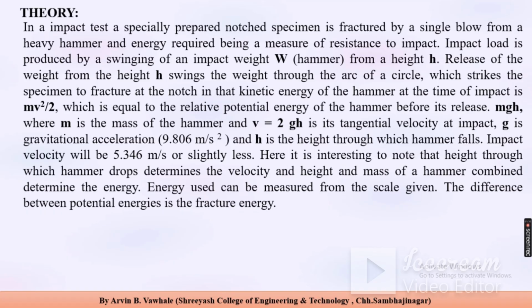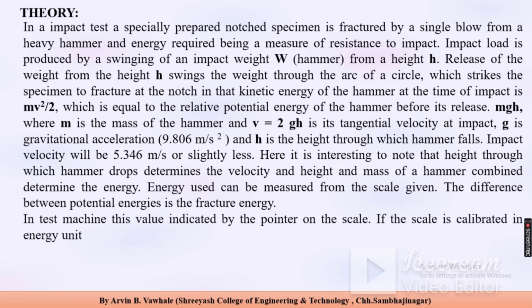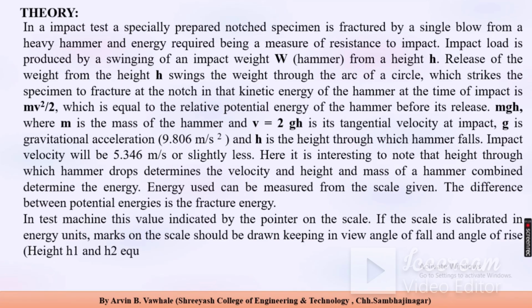Here it is interesting to note that the height through which the hammer drops determines the velocity, and the height and mass of the hammer combined determine the energy. Energy used can be measured from the scale given. The difference between potential energies is the fracture energy. In the test machine, this value is indicated by the pointer on the scale. If the scale is calibrated in energy units, marks on the scale should be drawn keeping in view the angle of fall and angle of rise.